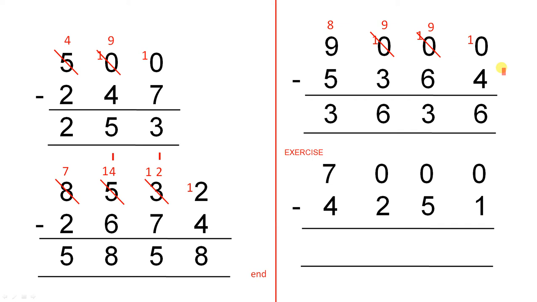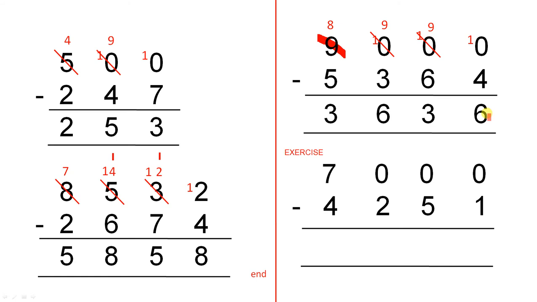9,000 minus 5,364. Right across to here. Okay. Now, this is a 9, so we have to trade. That now becomes an 8, and that becomes a 10. Same thing again. We trade, that becomes a 9, that becomes a 10. Same again. We trade, that becomes a 9, and that becomes a 10. So now we're all set.